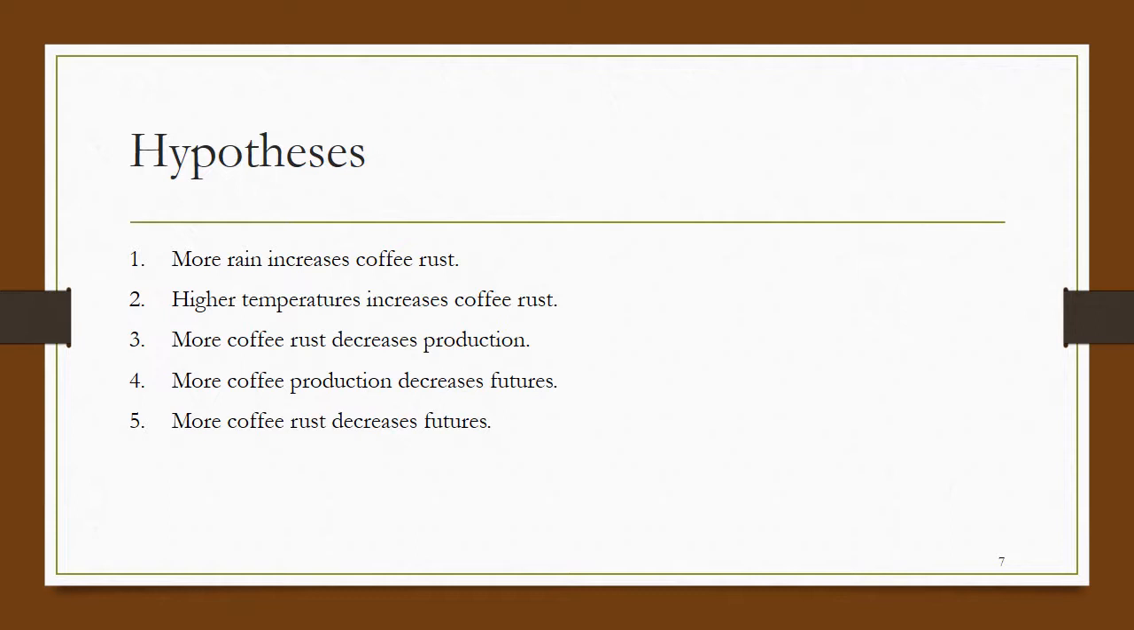My analysis will try to accept or not accept the following hypotheses. More rain increases rust, higher temperatures increase rust, more rust decreases production, more production decreases futures, and more rust decreases futures.